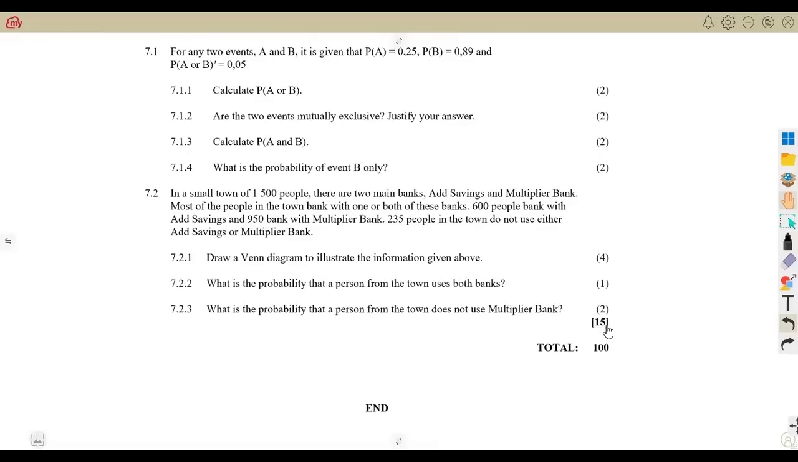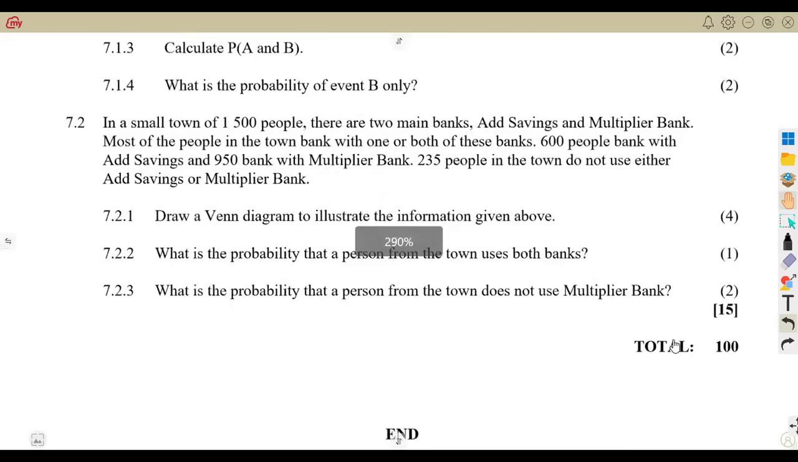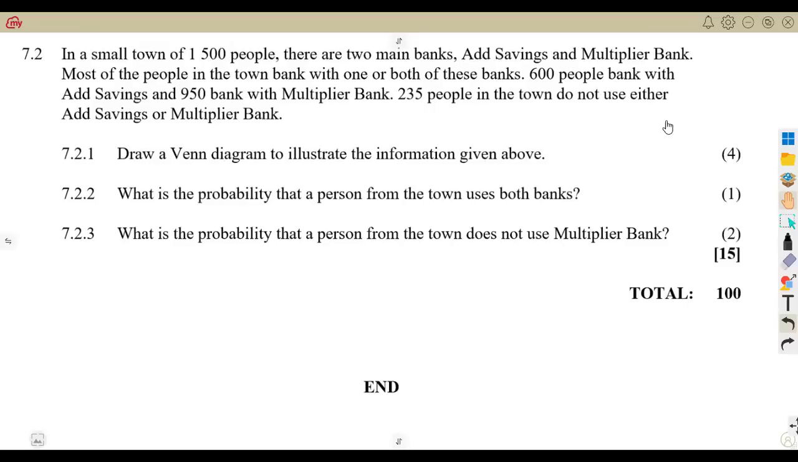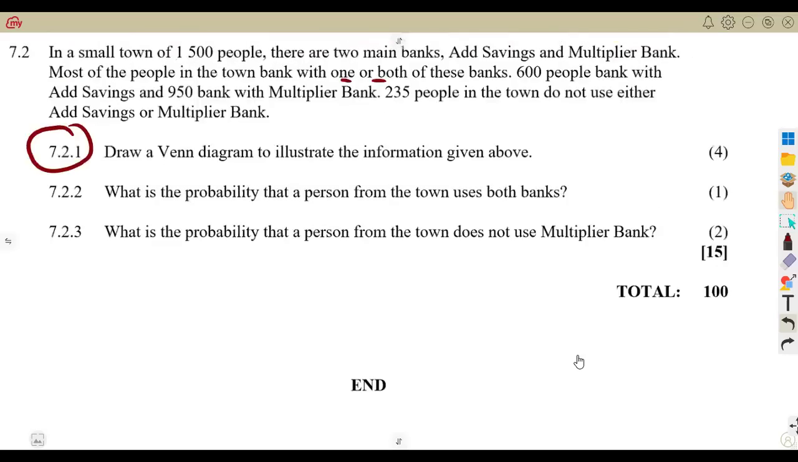Just like that. All right, 7.2, they said in a small town, 1,500 people. Okay, this is a small town of 1,500 people. There are two main banks, Ed Savings and Multiplier Bank. Most of the people in the town bank with one or both of these banks. 600 of this, all right? This is what we are given. Then they said, draw a Venn diagram to illustrate the information above.